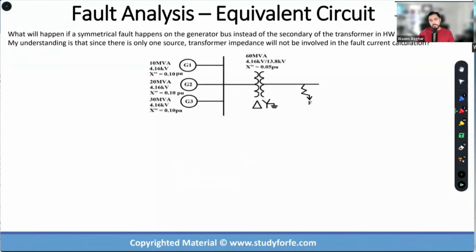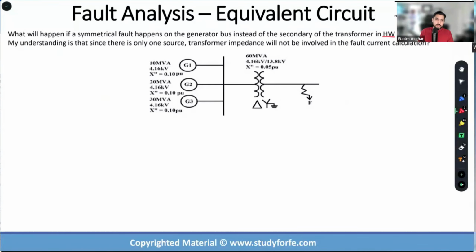So the first question that I received from a student, very interesting question. It deals with homework problem number 3. And this is what I encourage you guys to do. Problem number 3 was actually the SLD shown over here, and it has multiple generators and a transformer, and the fault is happening on the secondary of the transformer. The student had no issue solving the actual problem.